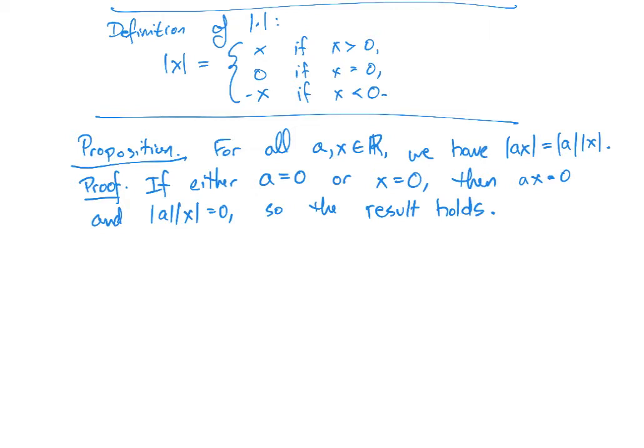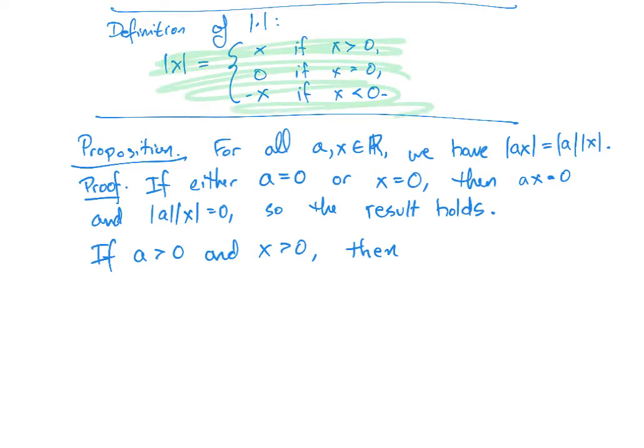Now, neither A nor X can be 0 for the rest of the cases, so now we're down to 4 more cases. And I don't really see a way around it if we're going to write this proof, so let's do it. If a is greater than 0 and x is greater than 0, then, what we're doing is we're just going to go up to this definition and plug stuff in and make sure that our equality holds, right?